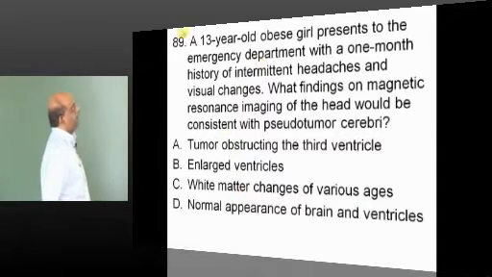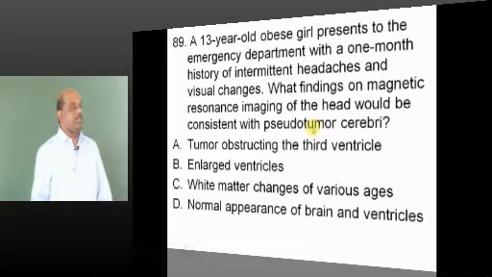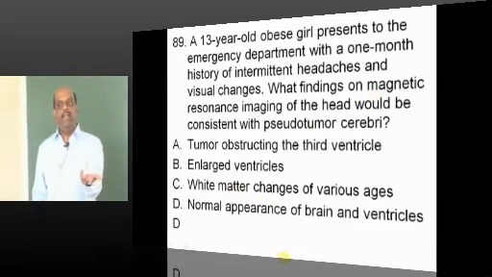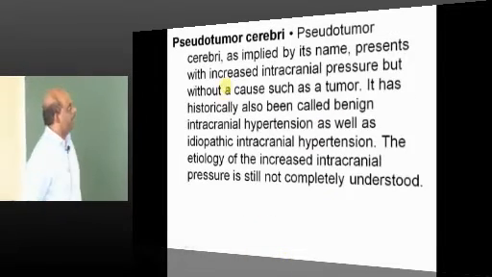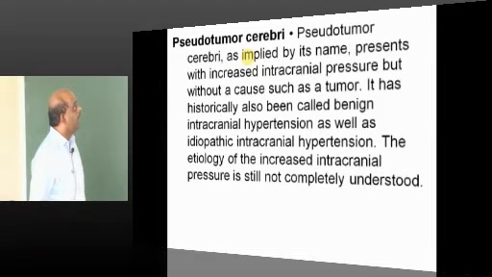Okay. 13-year-old girl, obese, pseudotumor cerebri. What is your answer? D. Normal appearance of brain and ventricles characterizes the pseudotumor. Sir, if there is a transverse sinus thrombosis, then it will be visible in MRI. Absolutely, MR angiogram or venography, MRV. So that answer will be wrong.